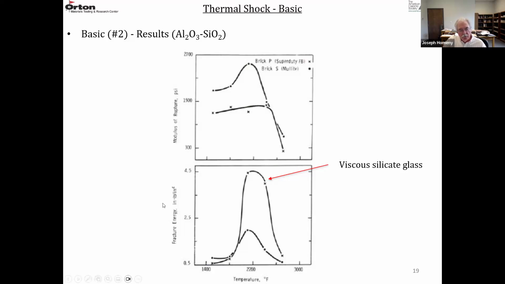So again, for any of these groups of materials, the work of fracture is not constant. So which one do you use? If you're thermally shocking at a temperature where you have a viscous silicate glass, do you use this work of fracture, or do you use the room temperature type values, much lower values?